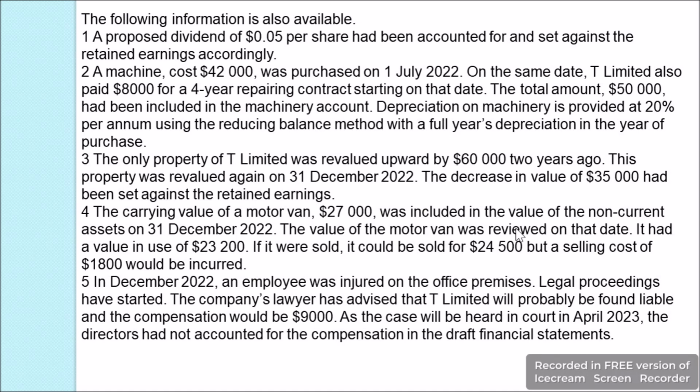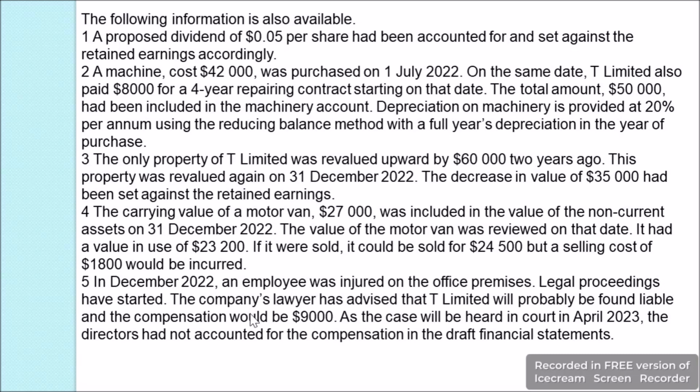It had a value in use of $23,200. If it was sold, it could be sold for $24,500, but a selling cost of $1,800 would be incurred. In December 2022, an employee was injured on the office premises.